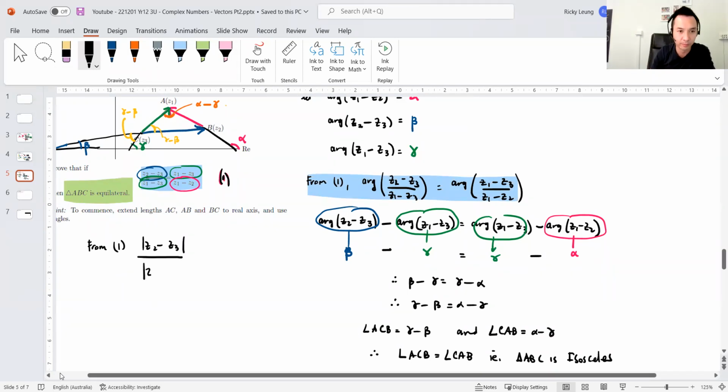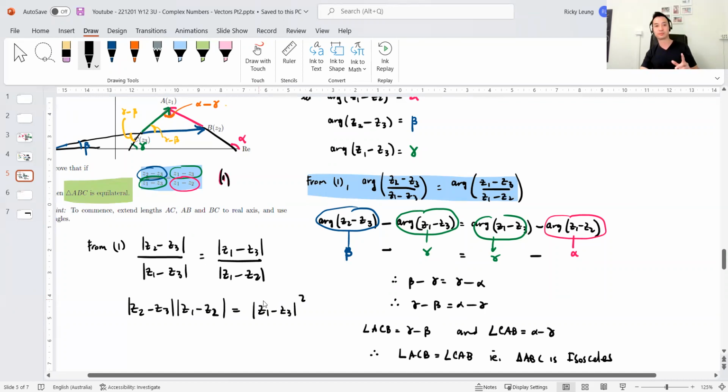Modulus the bottom. Modulus the top. Modulus the bottom. Cross multiply. So I get Z2 minus Z3, Z1 minus Z2, equals, now that's the same one, so it'd be squared.